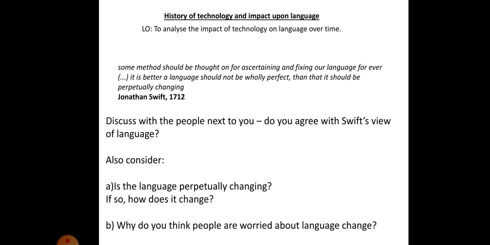Now, perpetually means constantly and ongoing. If so, how does it change? And why do you think people are worried about language change? I'd spend about 5 minutes or so answering those questions.